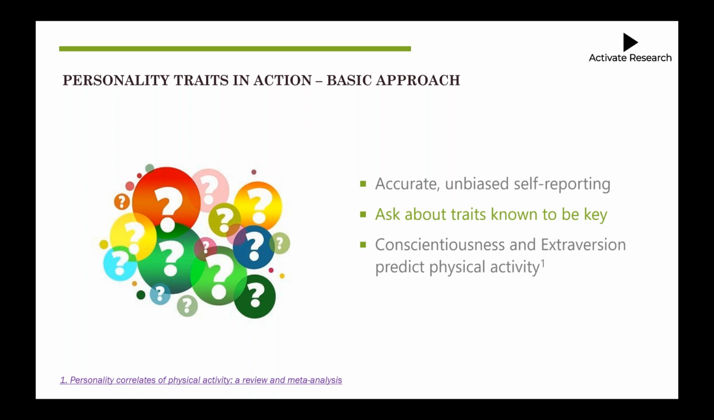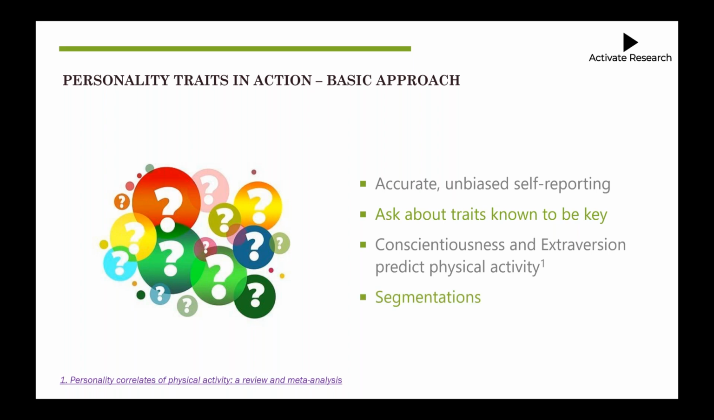To give you an example, taking from the OCEAN framework, the C, conscientiousness, and the E, extroversion. Conscientiousness and extroversion have been shown to be very good predictors of physical activity. So, for example, if we were doing a study on how to drive sports participation, it would be a very useful thing to ask people about their levels of conscientiousness and extroversion.